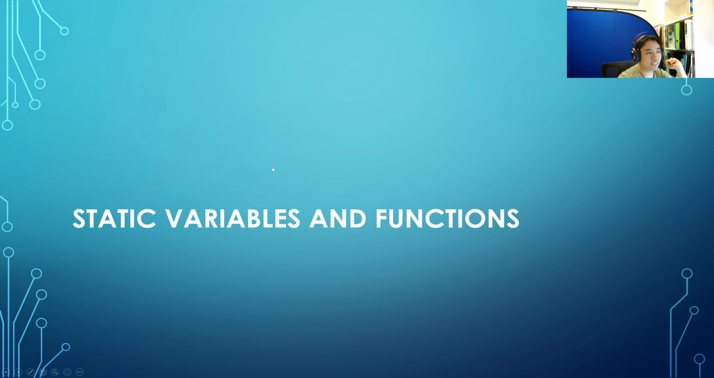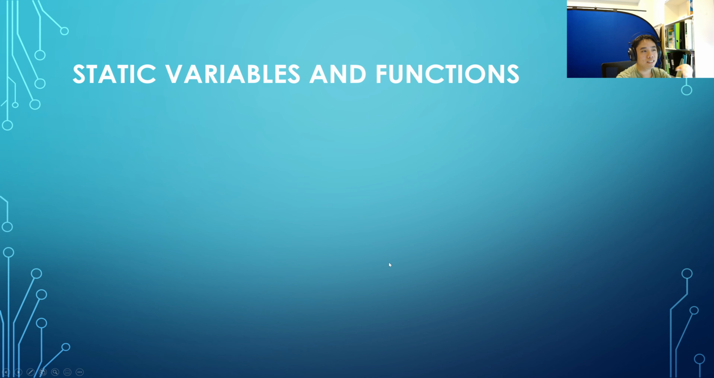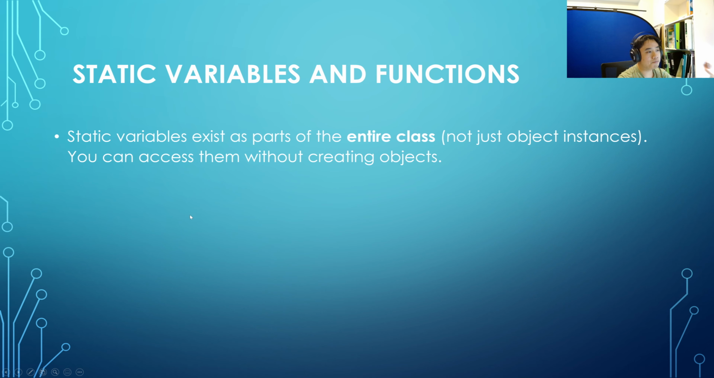So, static variables and functions. Now, this is also a very useful modifier for certain applications that want to declare something like global variables, like class-wide variables, if you will. Static variables exist as parts of the entire class. They don't exist in object instances, though the objects themselves can refer to them as well. So you don't really need to create an object to actually access static variables.